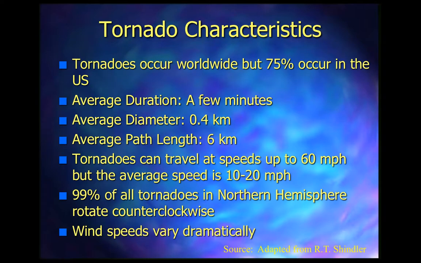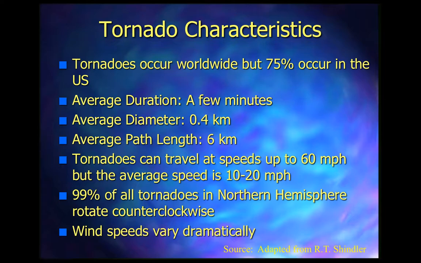Tornado characteristics: it's good to look at some statistics. Of course, they occur worldwide, but 75% occur in the U.S. On average, tornadoes typically don't last very long. The ones that are noteworthy and newsworthy, that get a lot of press, of course, last a long time and do a lot of damage. But there are a lot of tornadoes in the U.S. every year, several hundred, and most of the time they last only a few minutes.